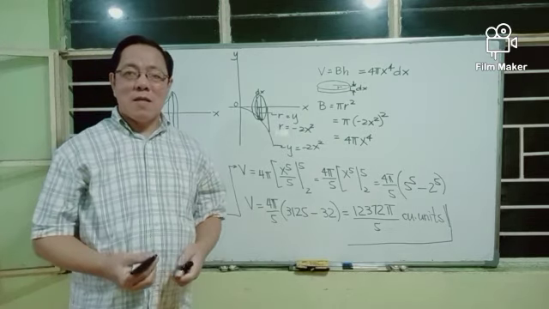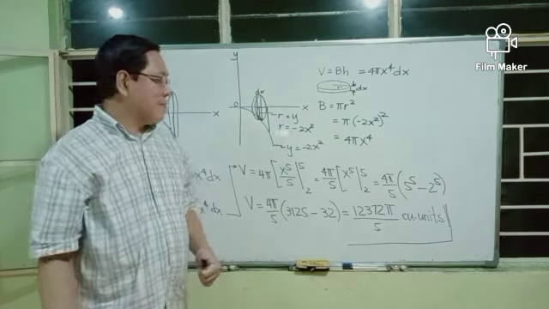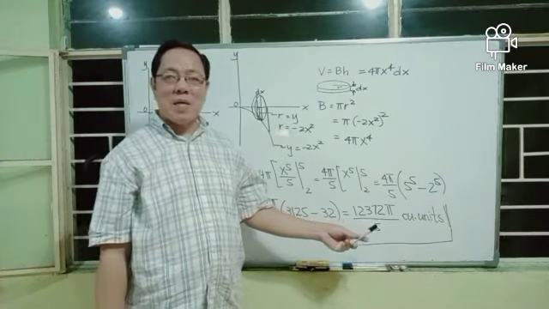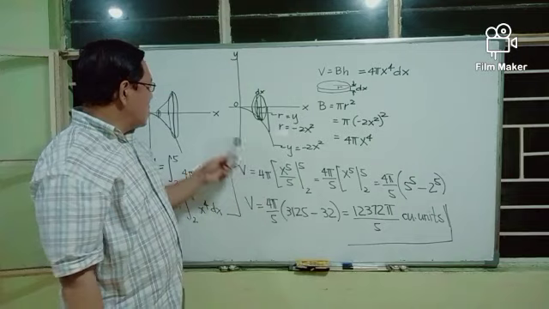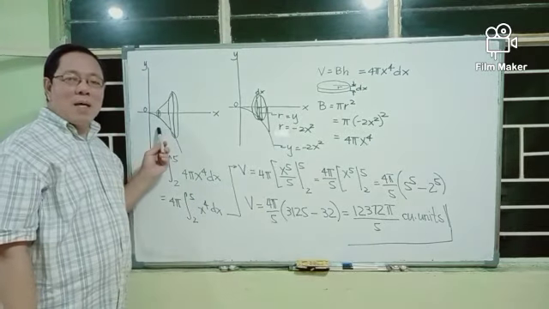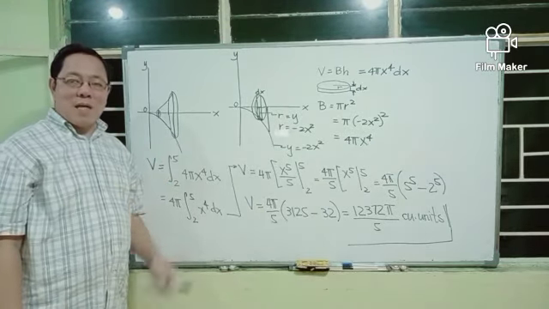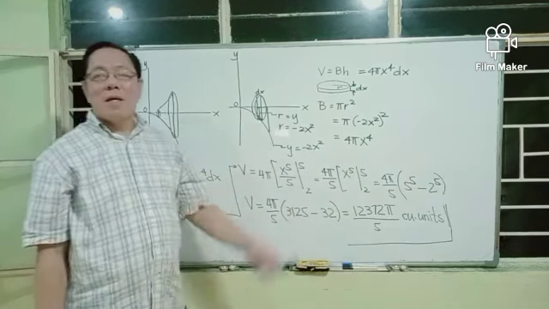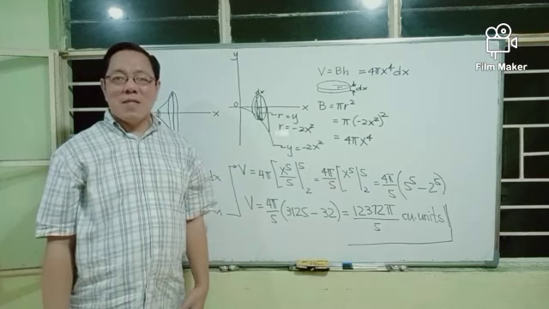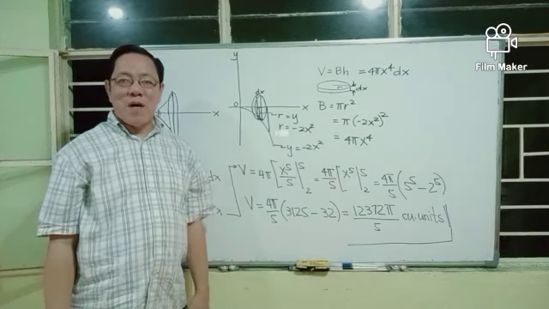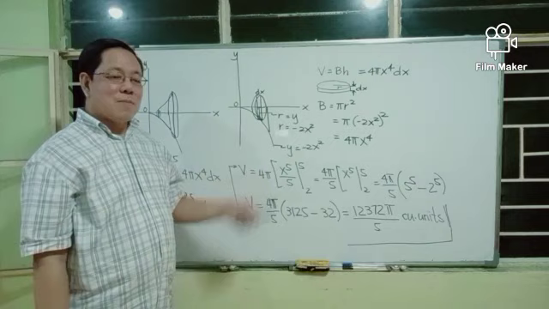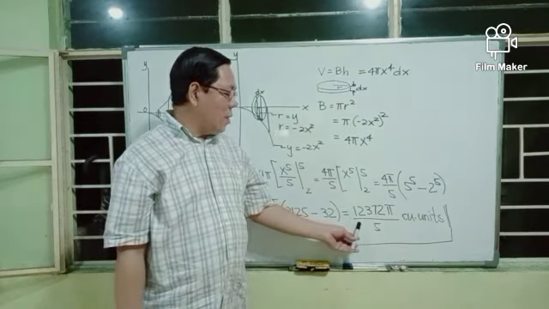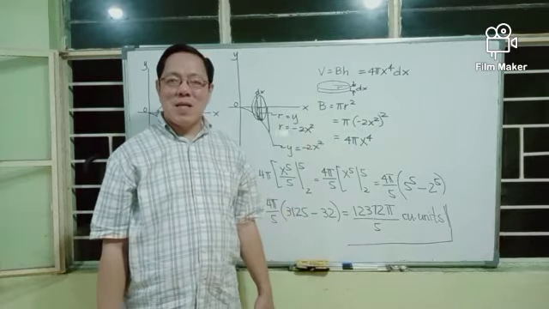Our units are cubic units. For this example, we do not know the units, so we simply write cubic units. The volume of the solid generated by revolving the area bounded by the parabola y equals negative 2x squared, the x-axis and the lines x equals 2 and x equals 5 about the x-axis is 12,372 pi over 5 cubic units.